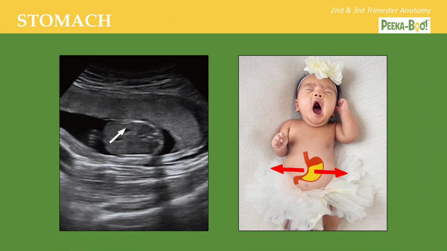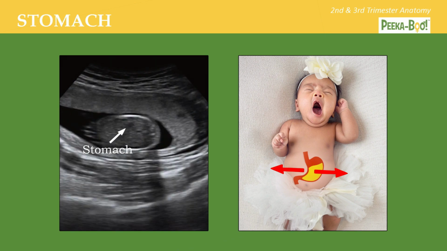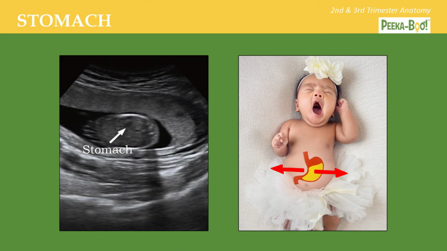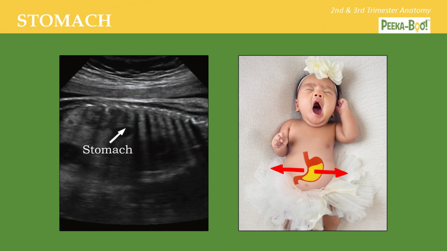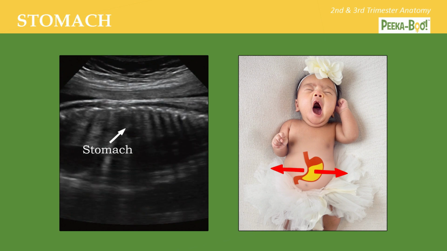This is a transverse section through the abdomen. Let's point out the stomach in each image. The stomach is black because it contains a fluid. The stomach normally varies in size.